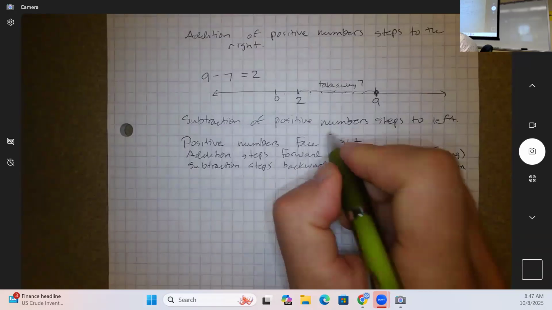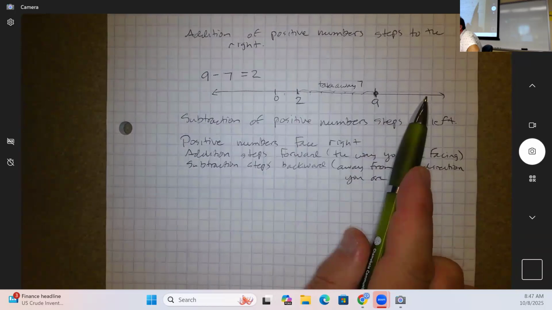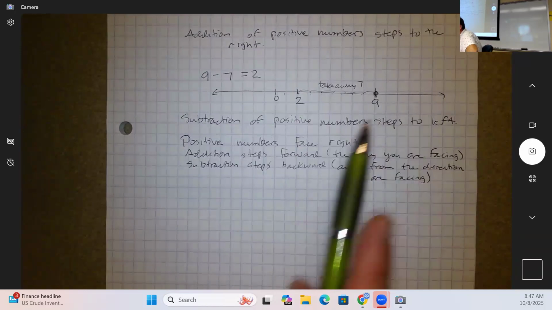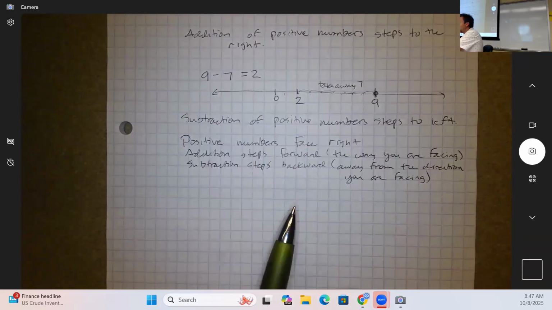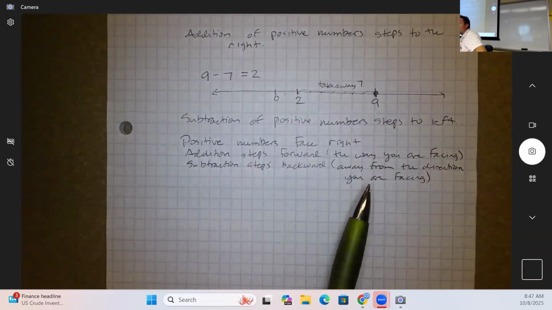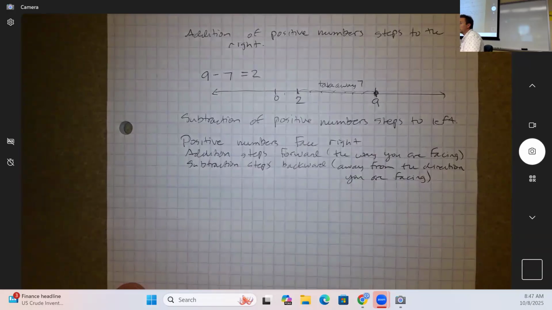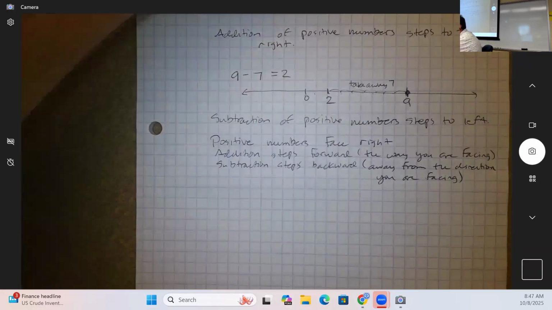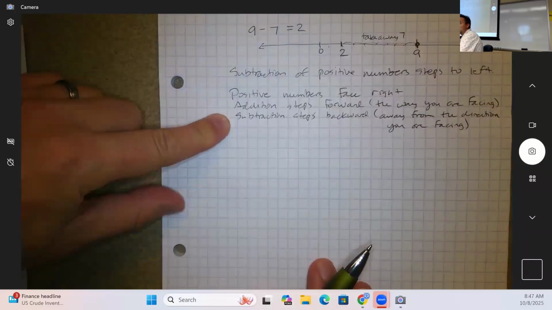On the number line, positive numbers always face to the right. And then the operation, the addition or the subtraction, tells you whether you step in the direction that you're facing or you step away from the direction you are facing. This is going to help a lot when we start doing these same operations with negative numbers.